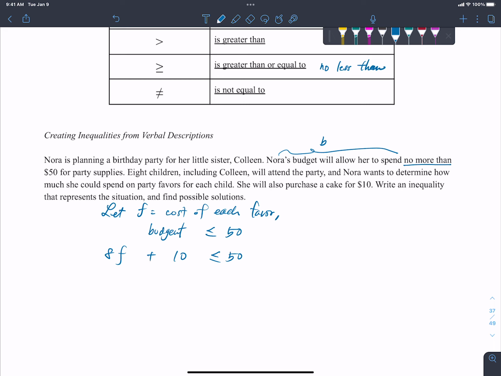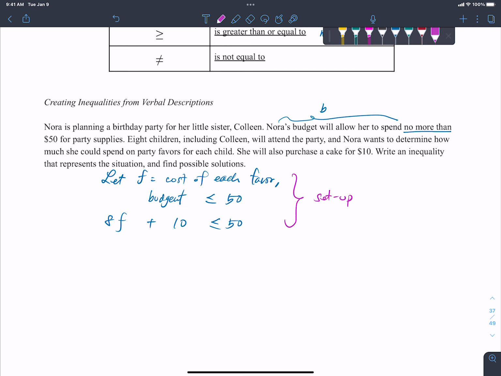So this entire step right here, guys, on the first three steps, that's basically a setup. Okay, and it's a good idea for you to write them out. Now let's solve them, right?